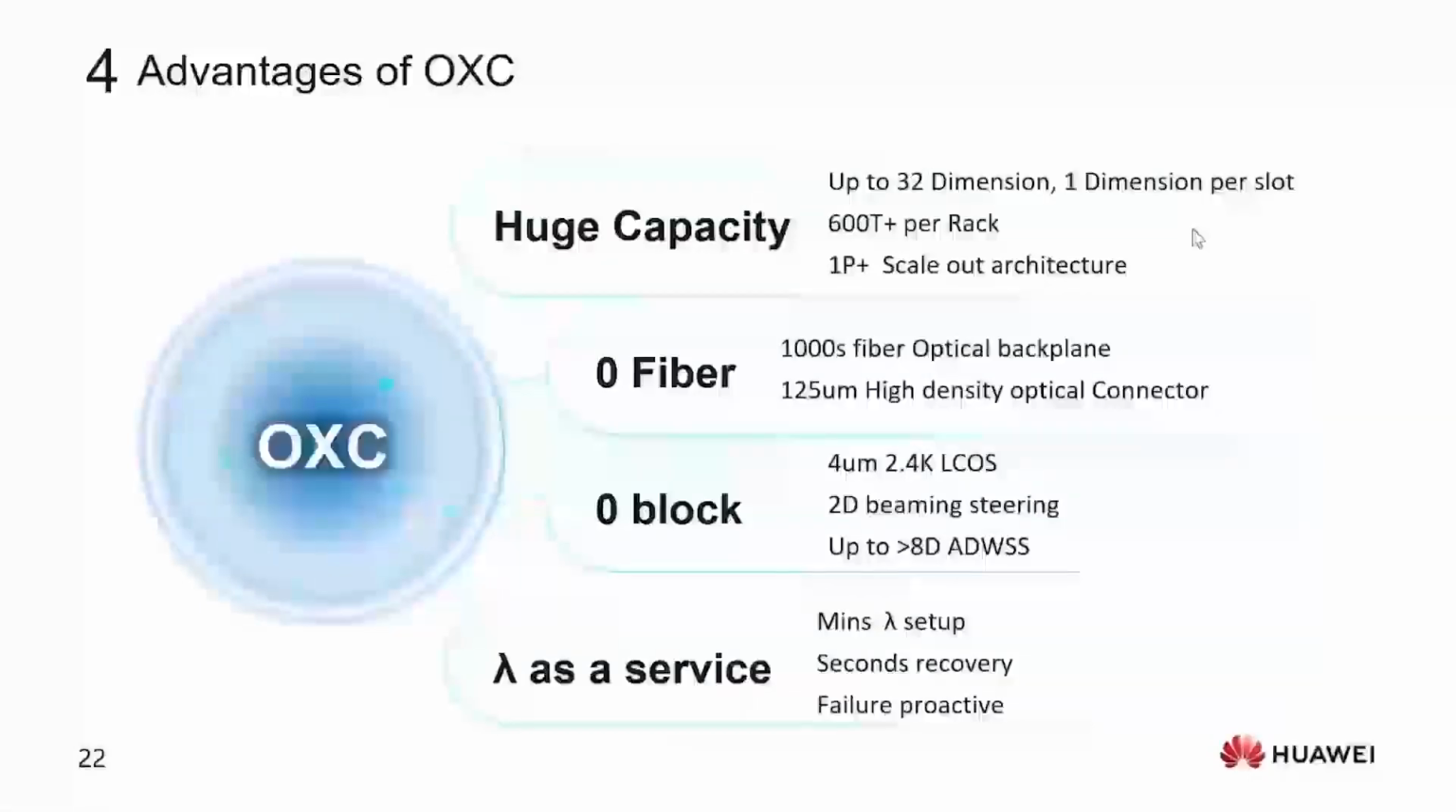And there is no manual fiber connection. Everything is done in the backplane, so there is zero fiber connection, which means no errors introduced manually. We also introduced the industry-first ADWSS, which gives no insertion loss and zero blocking. We also use digital OM technology to digitalize the network and offer it as a service, so you know exactly its health and information. All right, that's some introduction about the OXC.